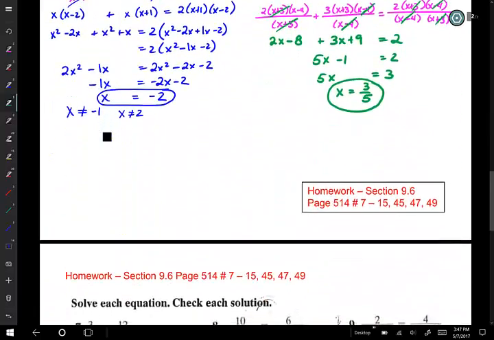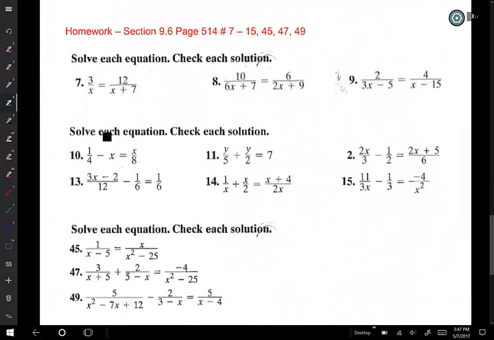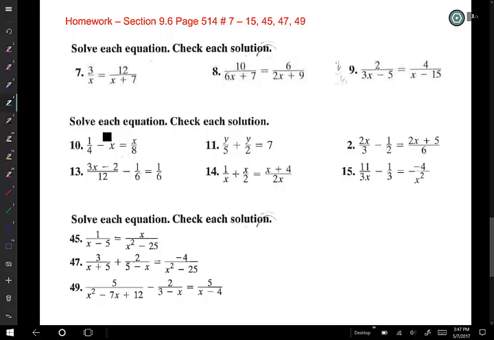All right, our homework here in 9.6 is 7 through 15, and then 45, 47, and 49. Hopefully you find this a good challenge, but also very doable as we wrap up our chapter.